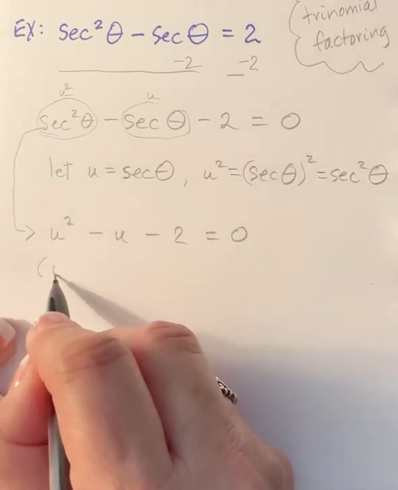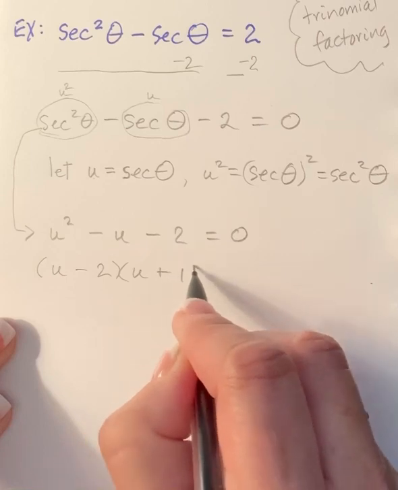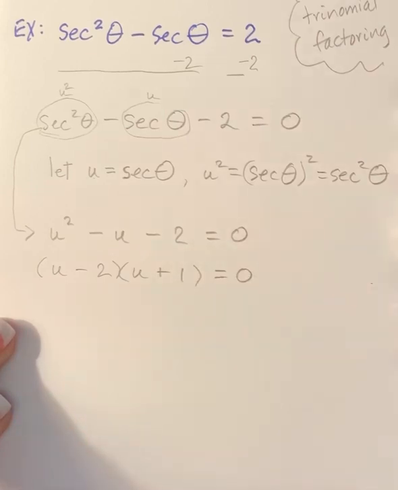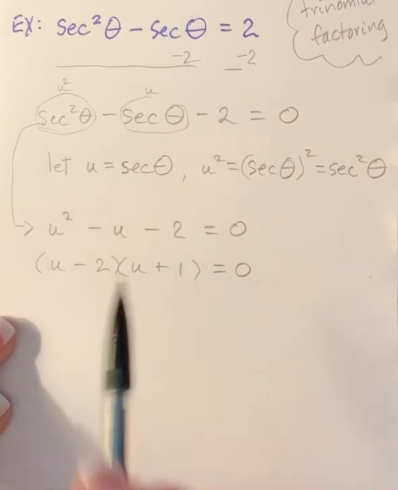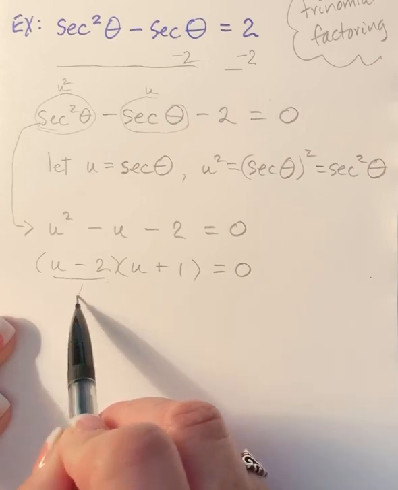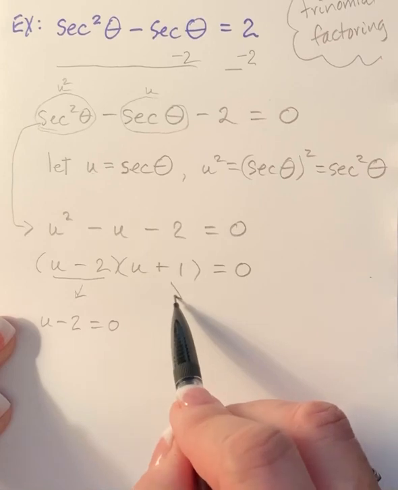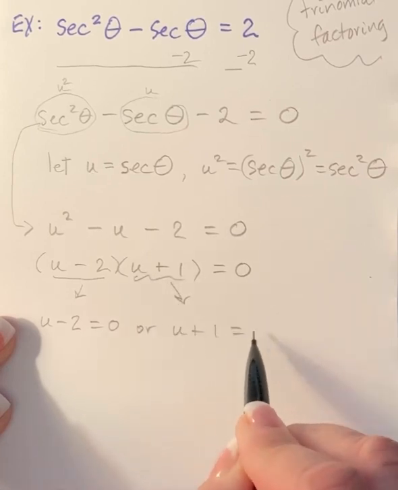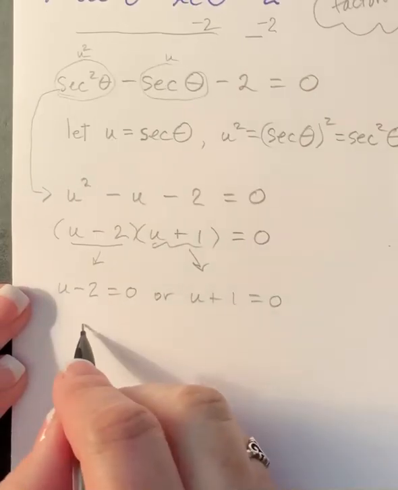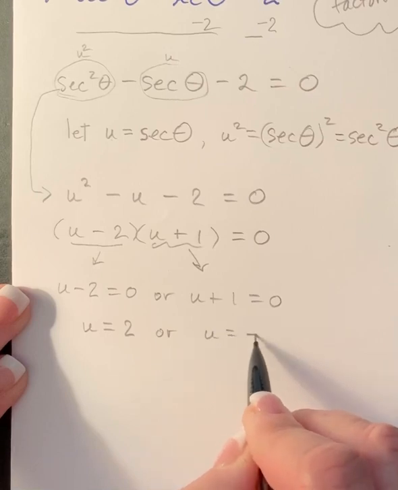And it factors into u minus 2 times u plus 1. And that's equal to 0. And then we use the 0 product property. If we have 2 factors with a product of 0, then one of these factors itself has to be equal to 0. So either u minus 2 equals 0, or u plus 1 is equal to 0. And then when we solve these, we'll get that u is equal to 2, or u is equal to -1.